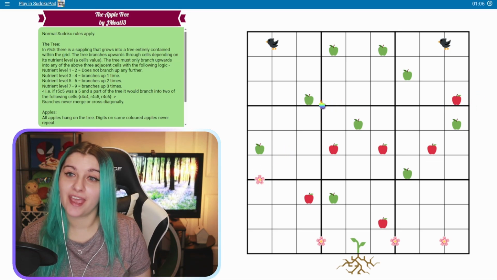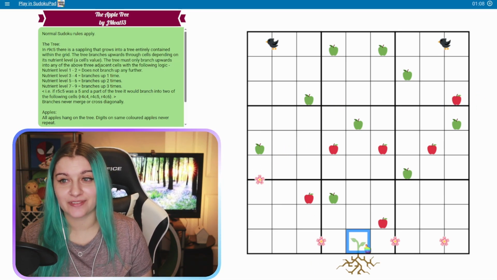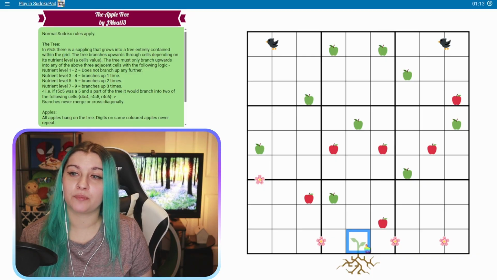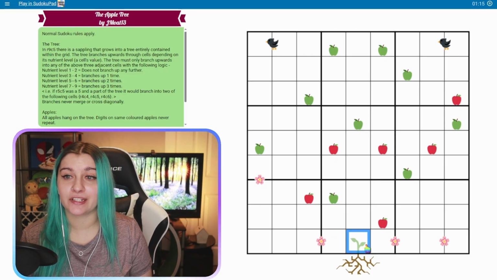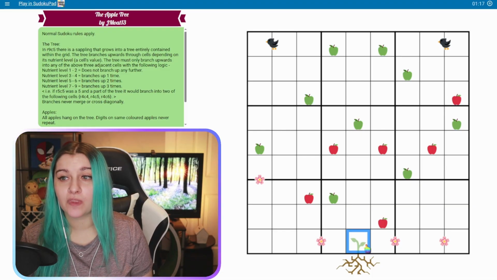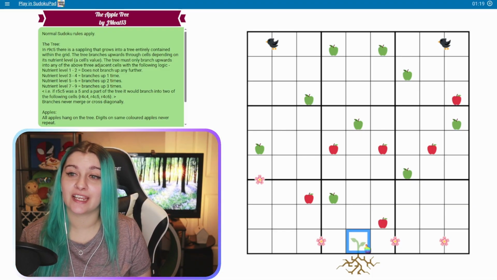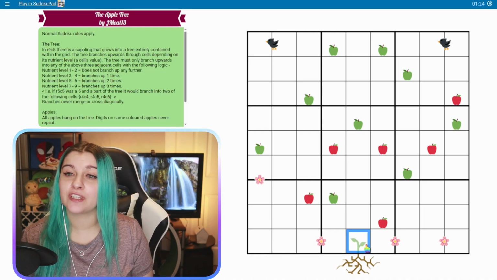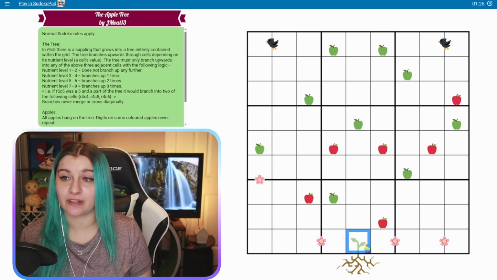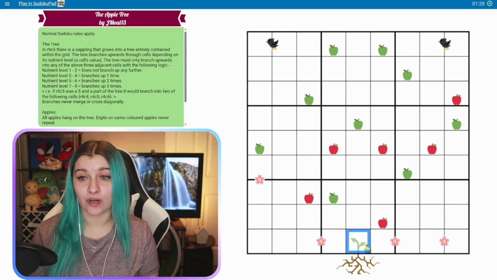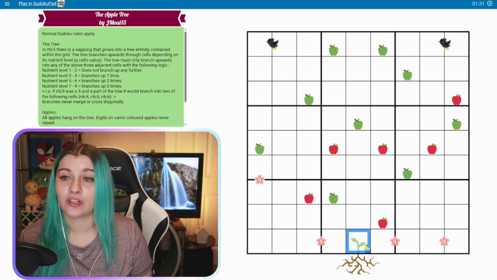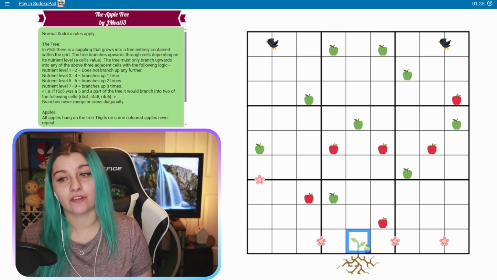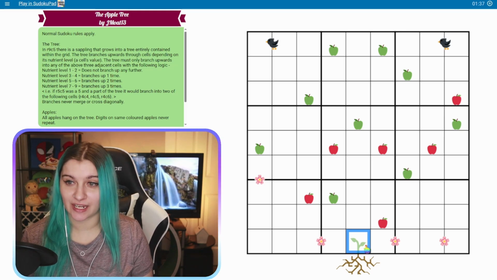The tree. In row 9, column 5, there is a sapling that grows into a tree entirely contained within the grid. The tree branches upward through cells depending on its nutrient level, a cell's value. The tree must only branch upwards into any of the above 3 adjacent cells with the following logic. Nutrient level of 1 or 2, it does not branch up any further. Nutrient level of 3 or 4, it branches up 1 time. Nutrient level of 5 or 6, it branches up 2 times. And nutrient level 7 through 9, it branches up 3 times.